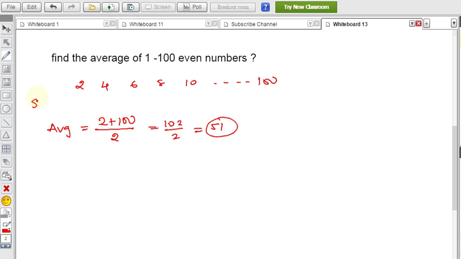So this short trick we can apply for average problems for either natural numbers, even numbers, including odd numbers also. So see the odd number question. Find the average of 1 to 100 odd numbers.